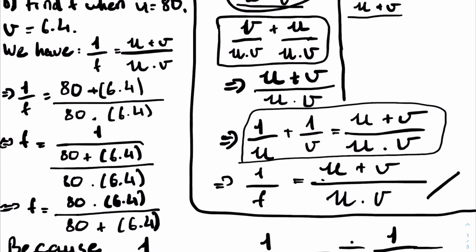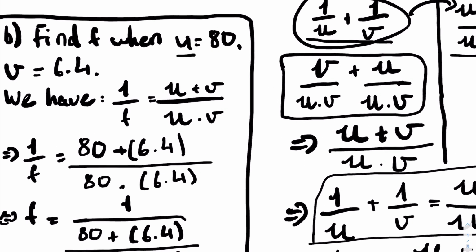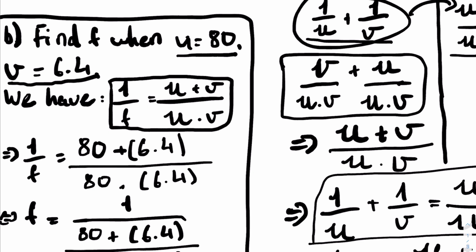And for part B, the question tells us to find the value of f when u equals 80 and v equals 6.4. Firstly, we already have the equation 1 over f equals (u plus v) over (u times v). Therefore, we just need to replace u with 80 and v with 6.4. So we have 1 over f equals (80 plus 6.4) over (80 times 6.4).